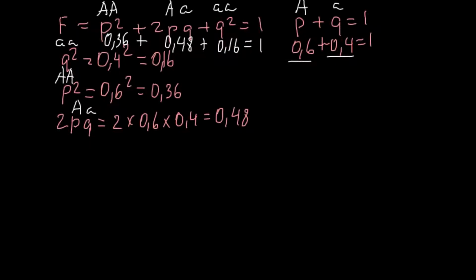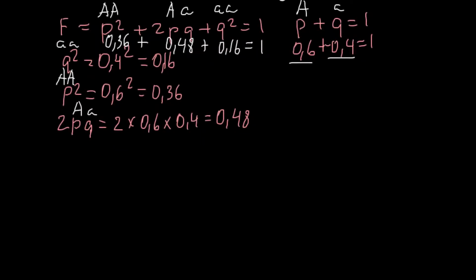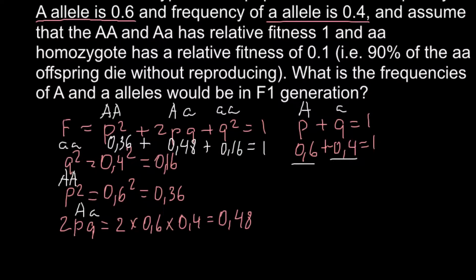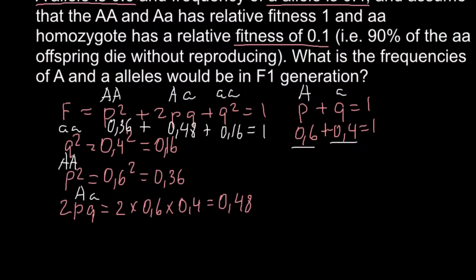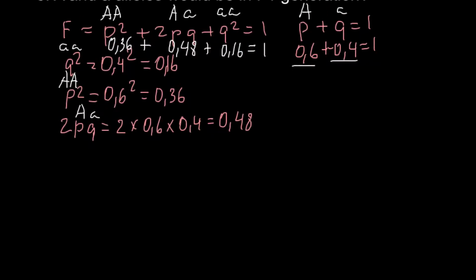Let me clean a space here a little bit. We know that according to our problem the fitness of the homozygous recessive genotype is 0.1. In other words, 90% of the homozygous recessive offspring would die without reproducing. So what should we do? We just have to use this information in order to find the F1 generation frequency.